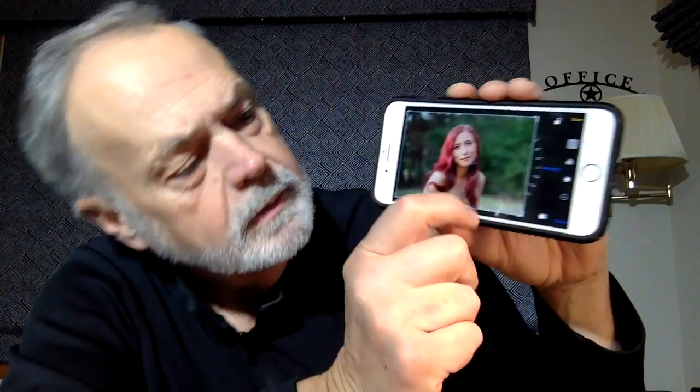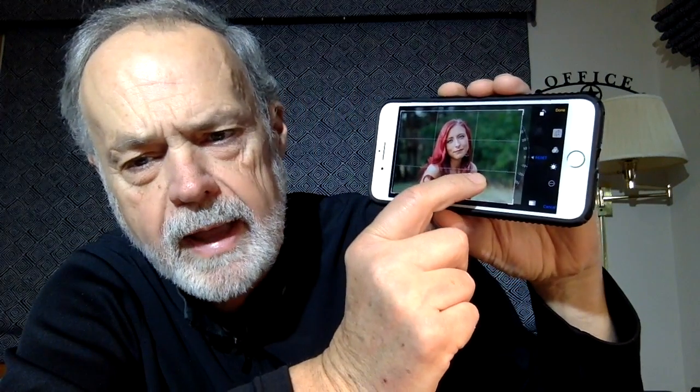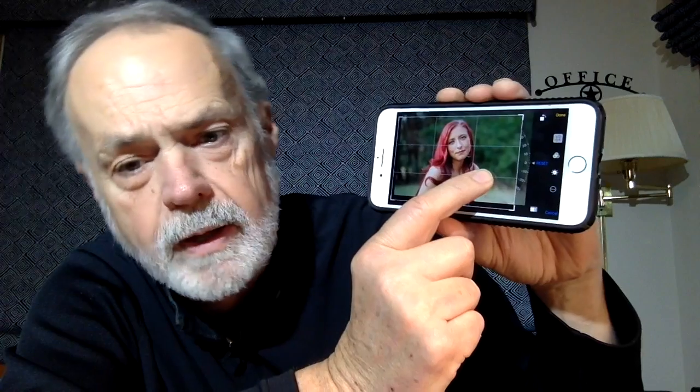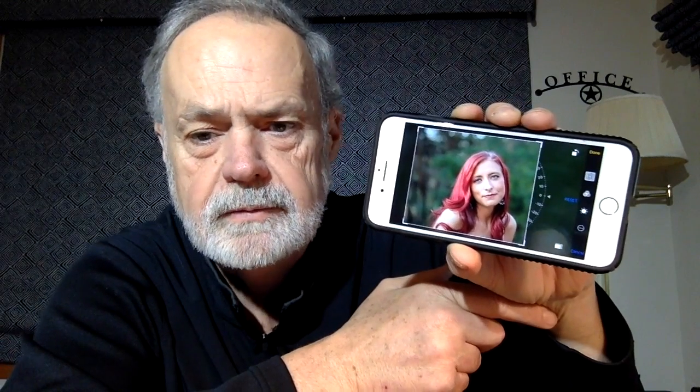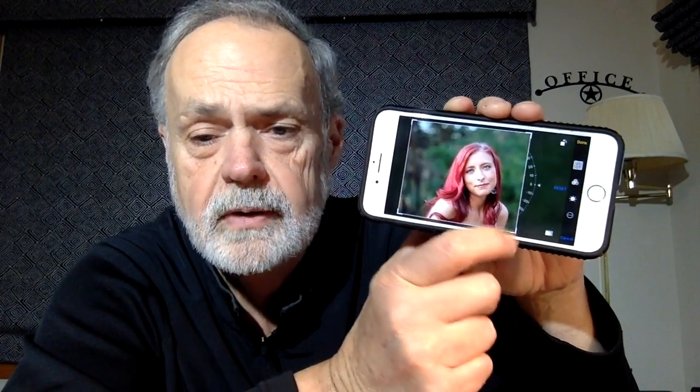So in this instance, here's a pretty good picture of a model. But when I go to edit it, you'll notice two things. One, the grid appears. And now I'm going to change this so that I use that rule of thirds. And let's move her around a little bit. About right there. And that aesthetically, for some reason, is a much more pleasing photograph.